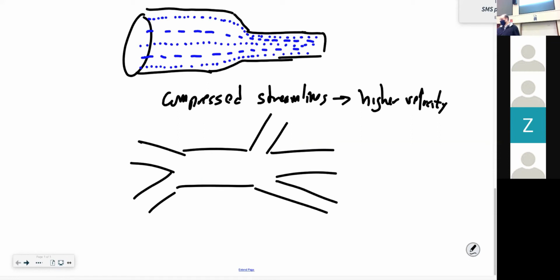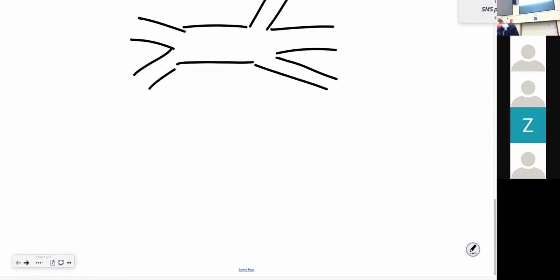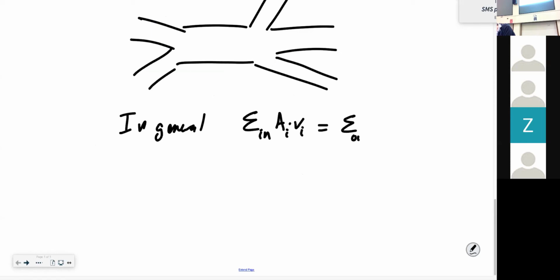Maybe it could be anything. It could be coming in from this direction, out from this direction, in from this direction, and out from this direction, and from this direction. Doesn't really matter. We can say something about the flow rates through all of these pipes. And basically, in general, the sum of the flow rates in is got to be equal to the sum of the flow rates out.